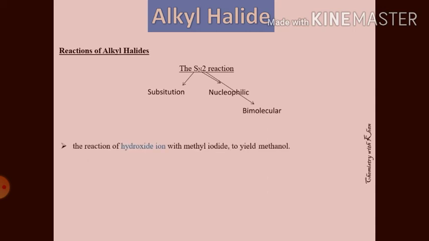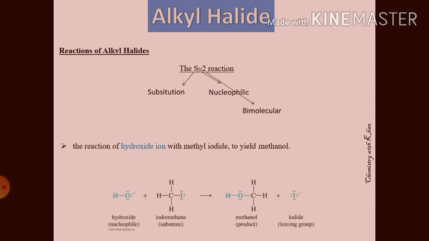A reaction of hydroxide ion with methyl iodide to yield methanol. Look at this reaction. Hydroxide ion, the blue one, plus alkyl halide. Hydroxide will attack on carbon and iodine will be removed. It will form methanol plus iodide ion, which is the leaving group. Iodide ion is a stable anion.